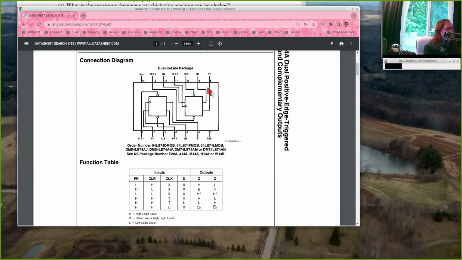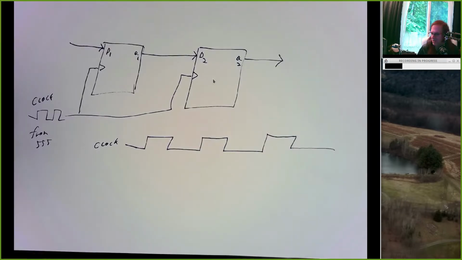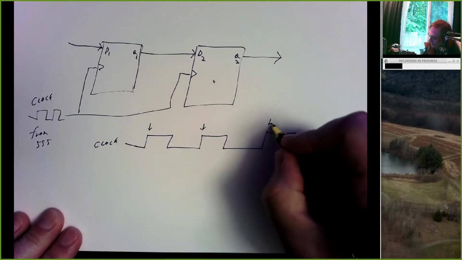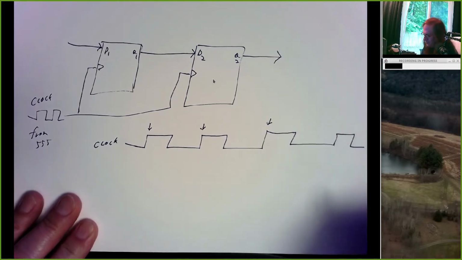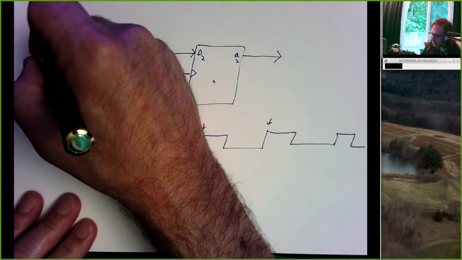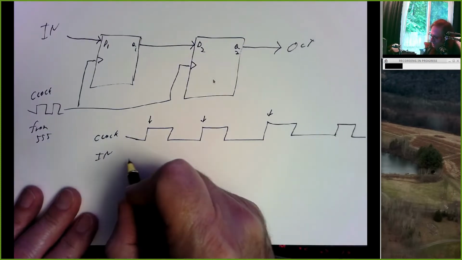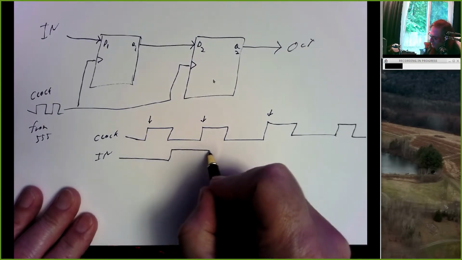And are these positive edge triggered or negative edge triggered? Dual positive edge triggered D flip-flops. So these flip-flops do their thing, whatever that is, on the rising edge. So this edge right here is when the flip-flops act however they're supposed to act. And so if I call this in and I call this out, we can make a timing diagram. So suppose my input changes right here.